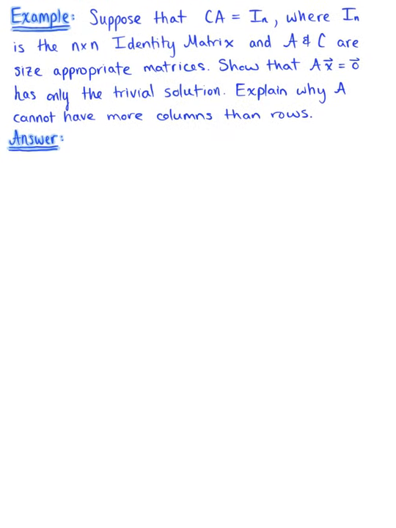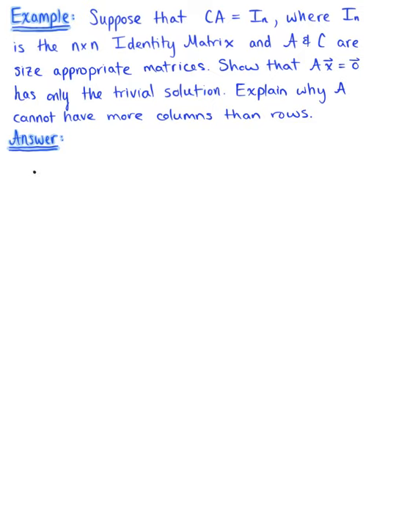In this example, we are going to suppose that matrix C times matrix A equals the n by n identity matrix, where matrix A and matrix C are size-appropriate matrices. Now, we are asked to show that the homogeneous equation has only the trivial solution under these assumptions. Afterwards, we want to explain why matrix A cannot have more columns than rows.